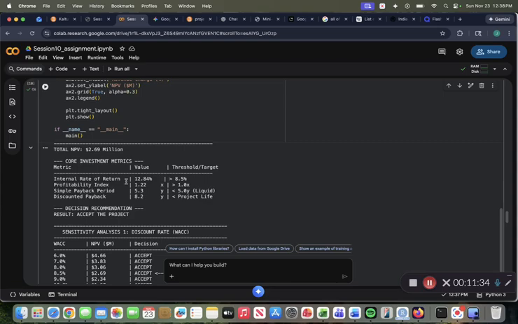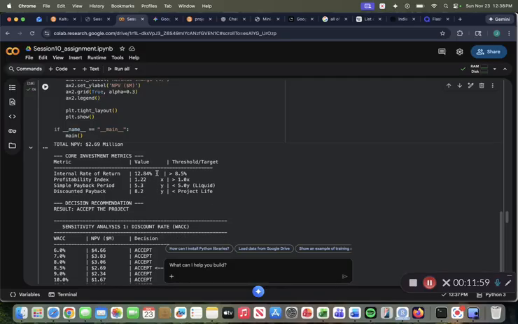So then looking at some of the core investment metrics that we talked about, the internal rate of return is 12.84%, which is greater than our target, which would mean we would accept the project in this case. We've got a profitability index of 1.22, simple payback period of 5.3, and discounted payback of 8.2. Like we said, we will go more in detail on this in the next stage.